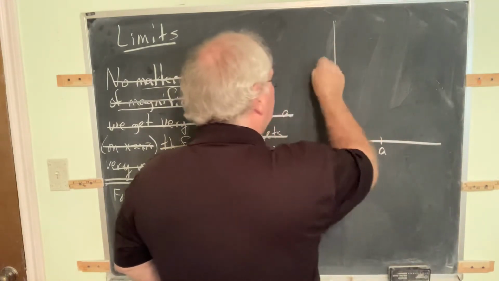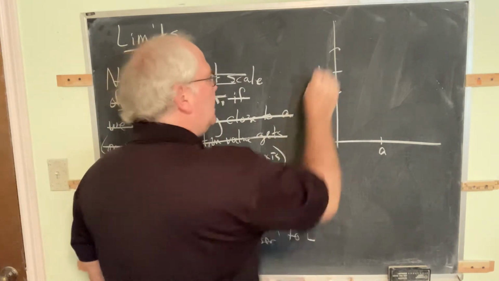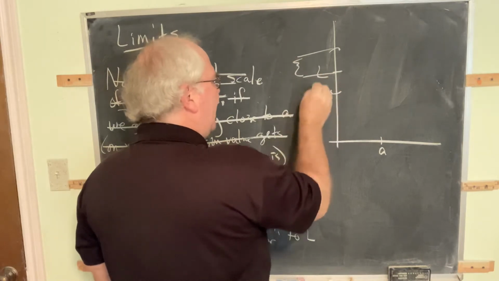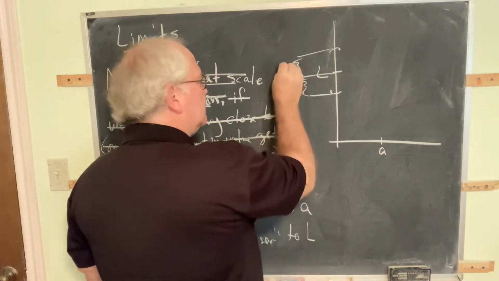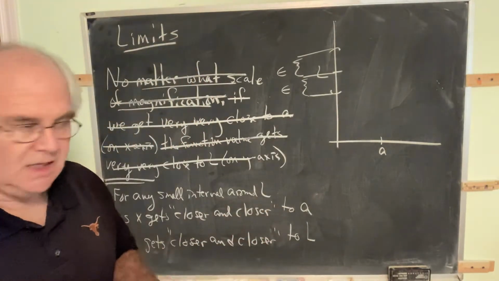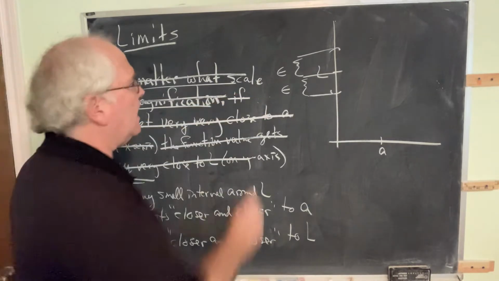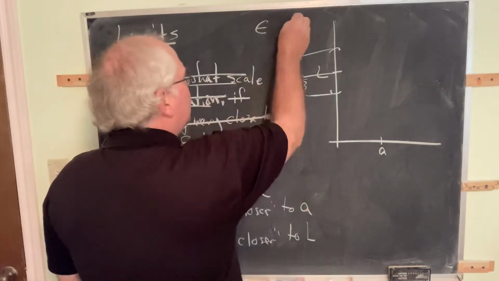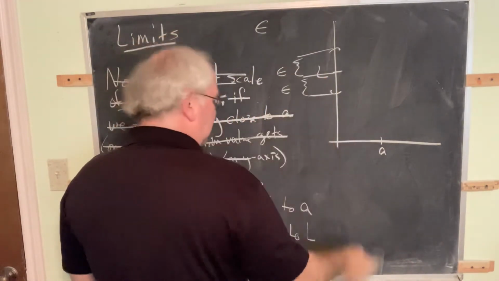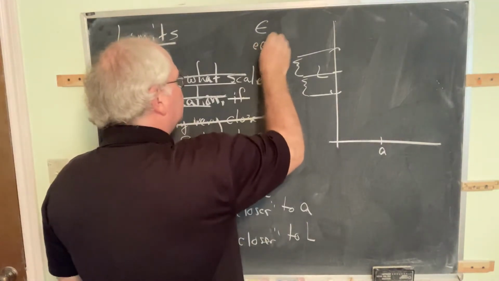Here's A, here's L. This is the interval around L. That distance, which is the same as that distance, is denoted with the lowercase Greek letter epsilon. I tend to write my epsilons like this. Some people write their epsilons like this. I don't care which one you pick, but I will tend to write it that way.